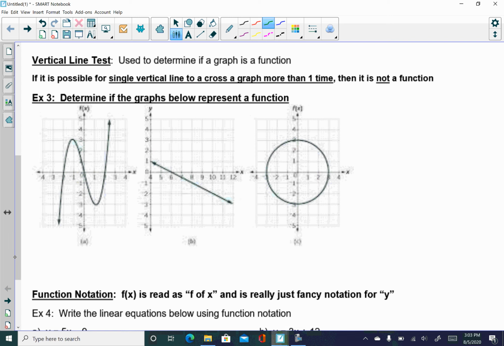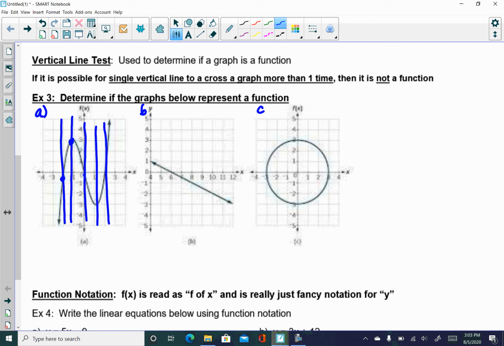It's kind of like taking a pencil and dragging it across your graph. So here's my pencil, and we're going to call this A, here's B, and here's C. Think of, okay, here's the first time I had my pencil. I crossed the graph one time. If I do it here, I cross the graph one time. So each single vertical line is crossing at exactly one point, and as I go all the way across, each of those lines is only crossing that graph one time, so yes, this is a function.